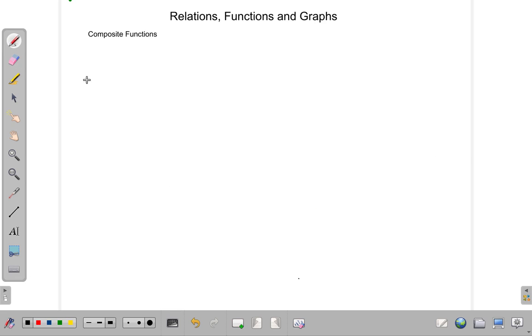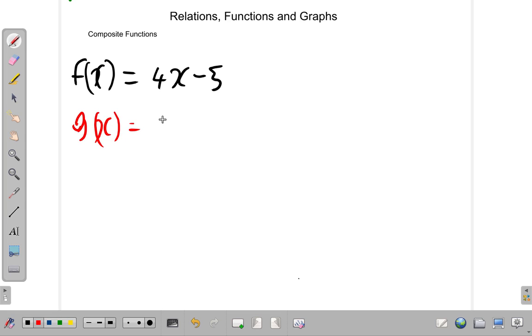Now, let us say that we have two functions, f of x is equal to 4x minus 5, and we have another function, g of x is equal to 3x plus 7. Let us find f g of x.